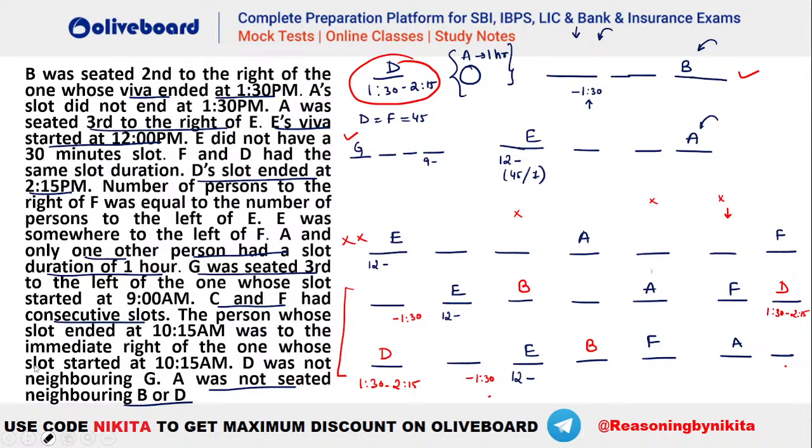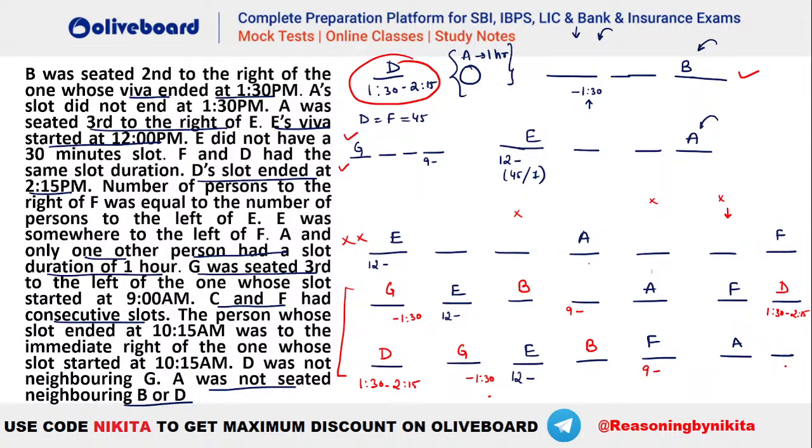ठीक है, देखते हैं. So now your G has to be third to the left of the one who is starting from 9 onwards. So you can see G can only be here. So G is third to the left of 9 a.m. starting. So 1, 2, 3, this will be your 9 onwards, isn't it? ये 9 onwards हो जाएगा. Similarly, in this case also you can see G has to be third to the left of the one who is starting at 9. So this will be your 9 a.m. onwards.